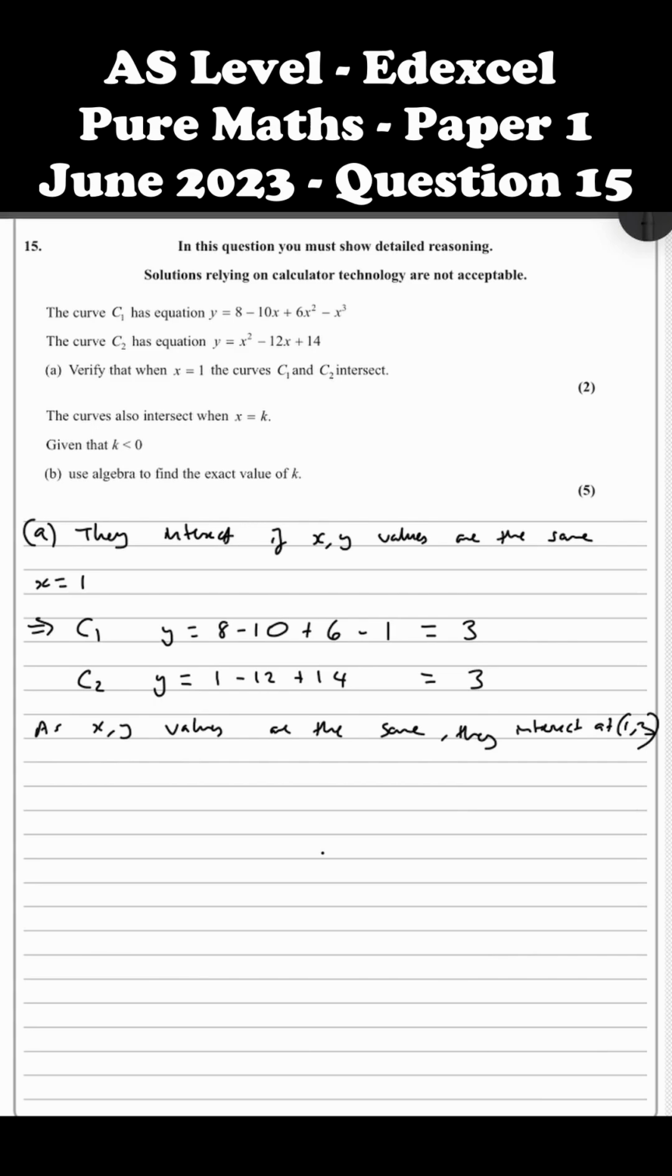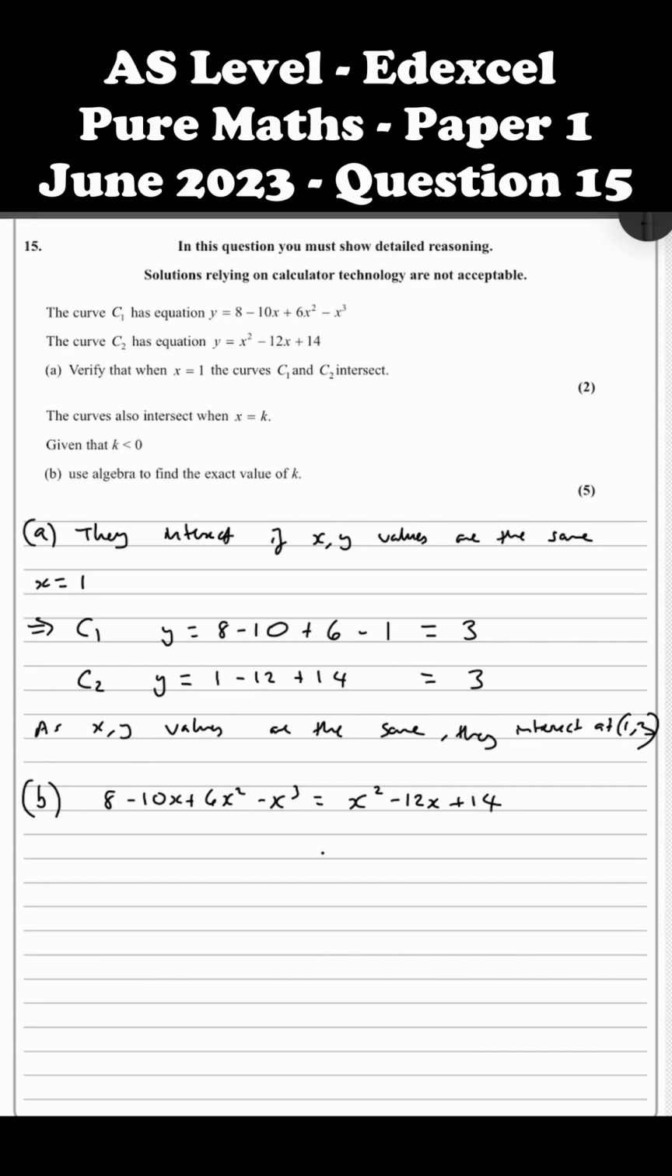The curves also intersect when x equals k. Given that k is less than 0, use algebra to find the exact value of k. So what we're going to need to do here is make the two equations equal each other. So we're going to say 8 minus 10x plus 6x squared minus x cubed equals x squared minus 12x plus 14. And the reason we're getting them to equal each other is that we need to know that the y value is the same.